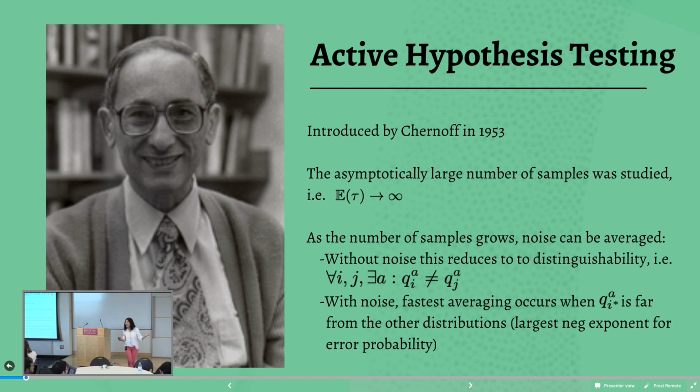But noise will average out. The truth will not, right? So I and J will be discriminated against each other, and he calculated what is that rate of convergence, right?